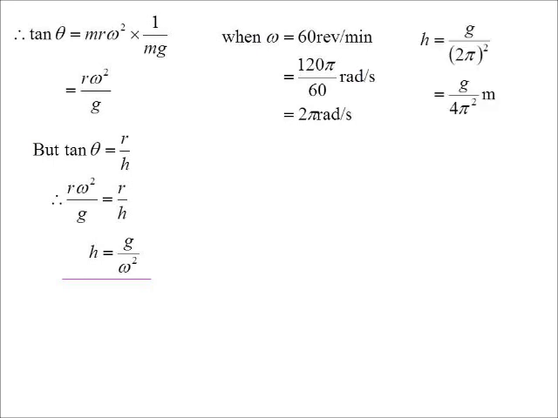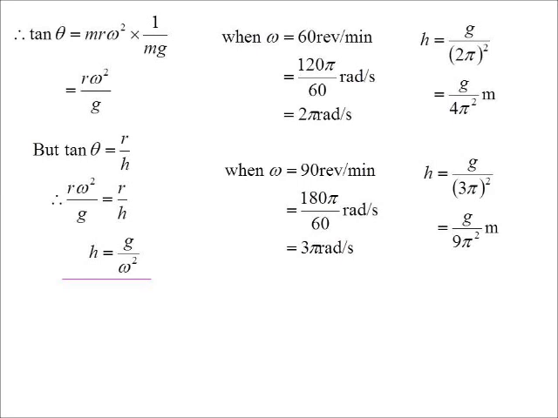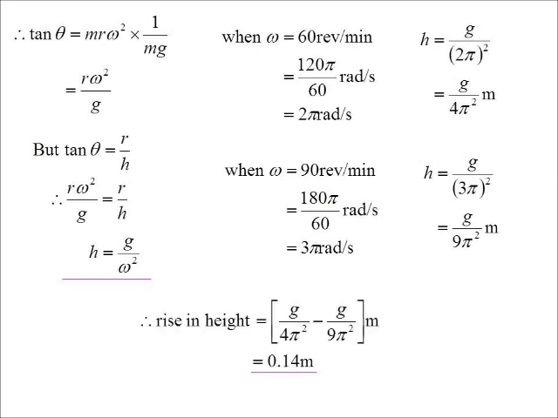The height is g on 4 pi squared. And 90, oh, how lovely, it's 3 pi. So 90 revolutions per minute is 3 pi radians per second. So it'll be g on 9 pi squared. So the difference between the two must be how high it rose. 0.14. 0.14 is an approximation to the lift.